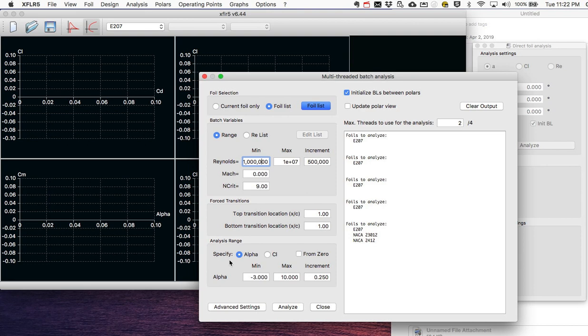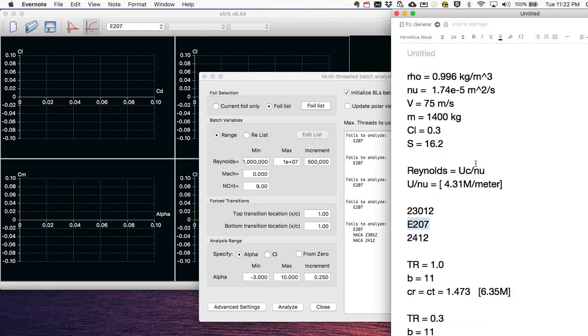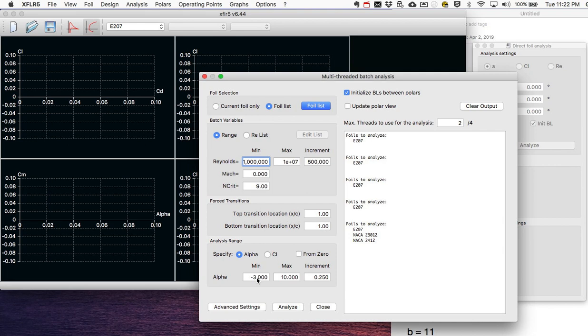And in here we specify the range. I always use alpha, but theoretically here we could do a CL of say 0 to 0.3. Actually, we want to go a little higher than 0.3 because the wing lift coefficient is 0.3. So there will be some sections that are probably going to be closer to 0.4. Some as low as 0. -3 to 10 should cover that range, so I'm not concerned about that.